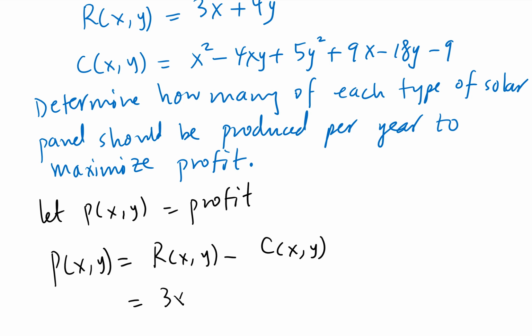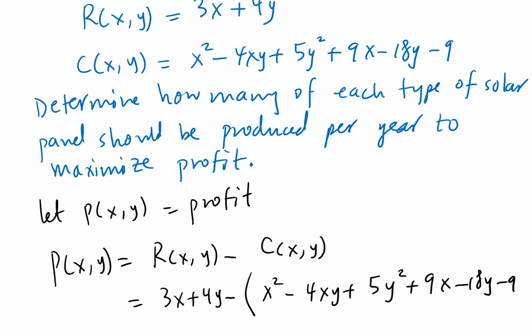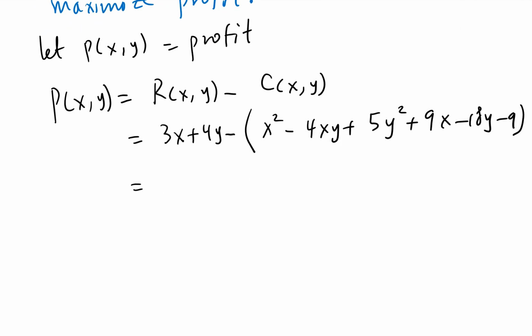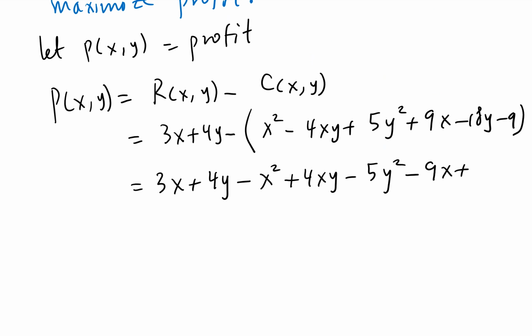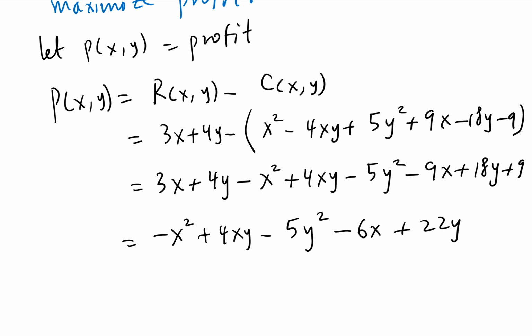So 3x plus 4y minus, open a parentheses, x squared minus 4xy plus 5y squared plus 9x minus 18y minus 9. And what we need to do with this is simplify by multiplying the negative sign in. Plus 4xy minus 5y squared minus 9x plus 18y plus 9. Combine like terms: negative x squared plus 4xy minus 5y squared minus 6x plus 22y plus 9. That's the profit function.